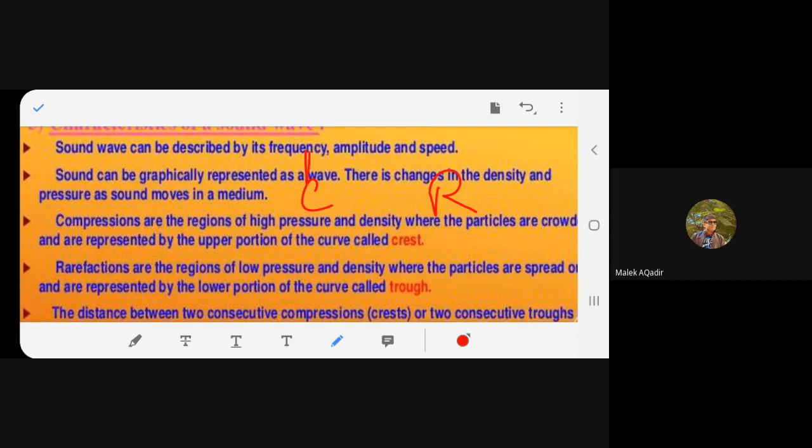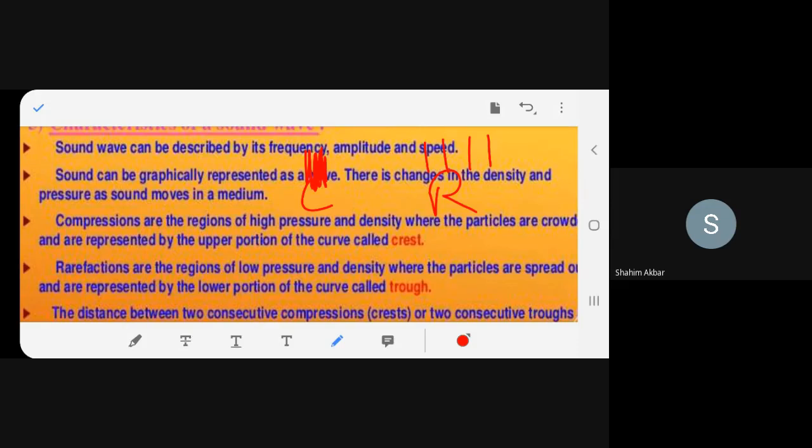What does compression mean? That means the density is high. What is rarefaction? That means density is low. You agree? Boys, do you agree? Yes, ma'am. Yes. So I'm trying to make use of certain terminologies so that you understand it very well.